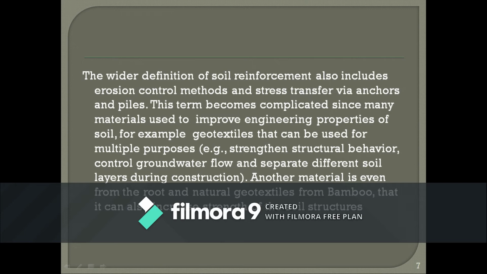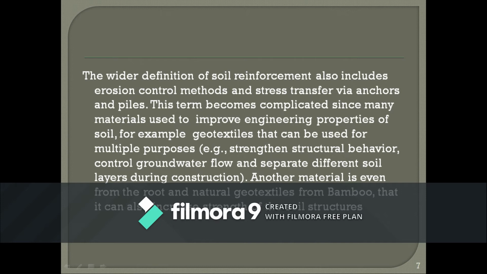This term becomes complicated since many materials are used to improve engineering properties of the soil, for example geotextiles, which can be used for multiple purposes. Whatever we use, it is becoming complicated because of the usage of geotextiles. Why are geotextiles used for different things? To strengthen the soil, to control groundwater flow, and also to separate different soil layers during construction.